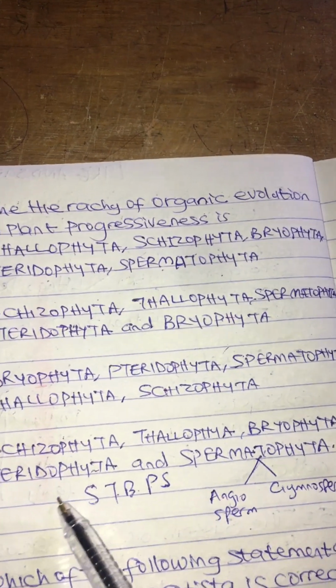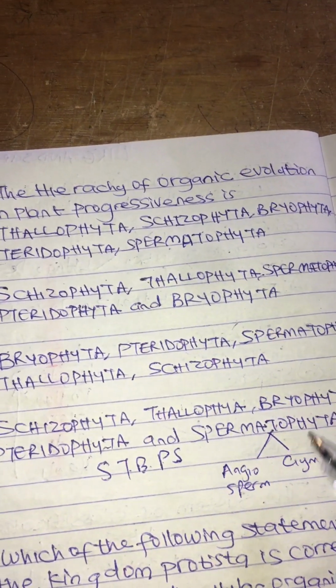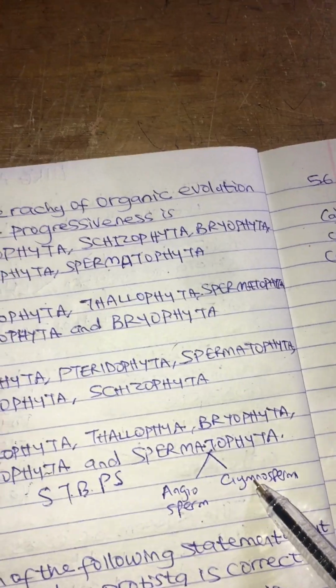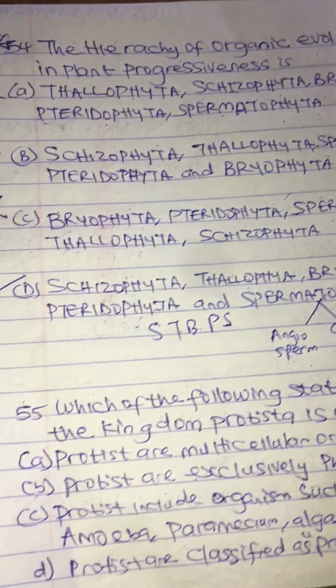So if we are to look for the most inclusive under the organic evolution for plant progressiveness, we are going to pick gymnosperm. Gymnosperm is the correct answer. JAMB can also answer that question. So I hope you understand now.